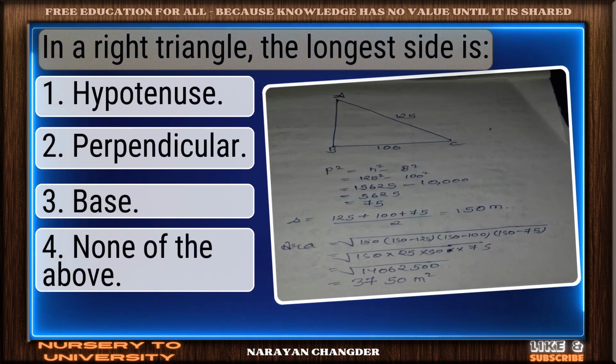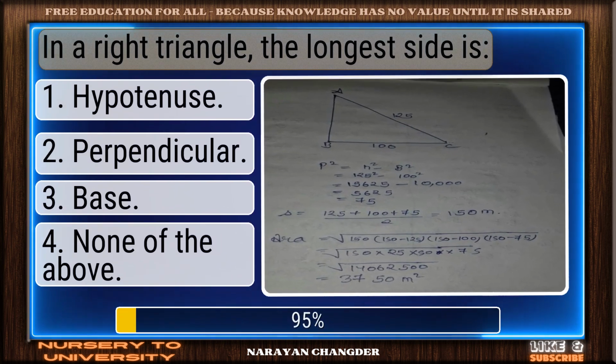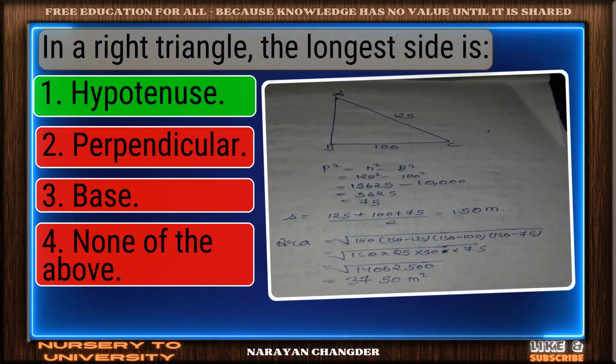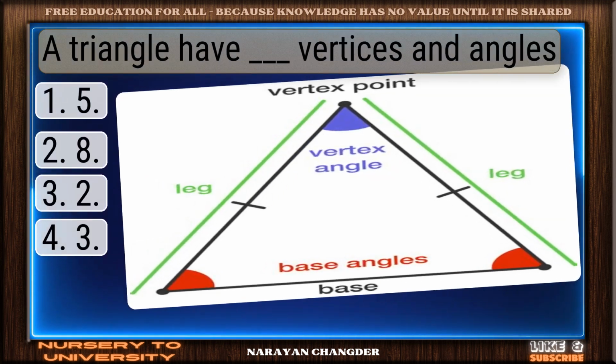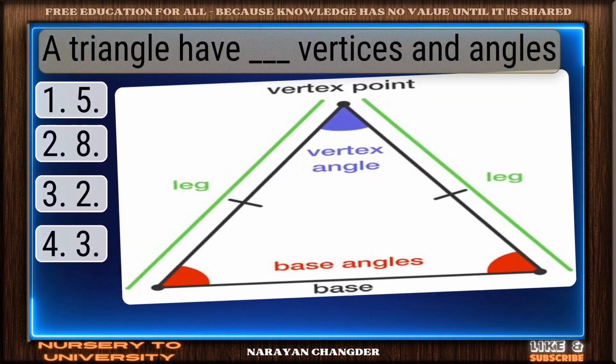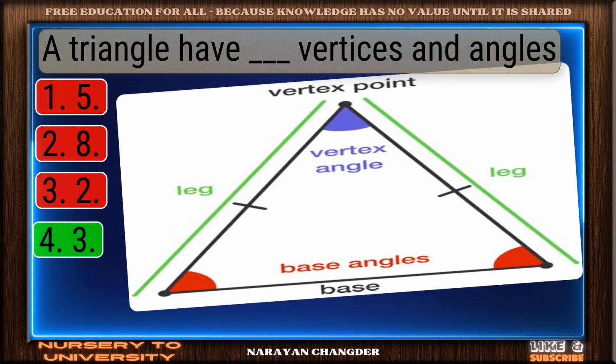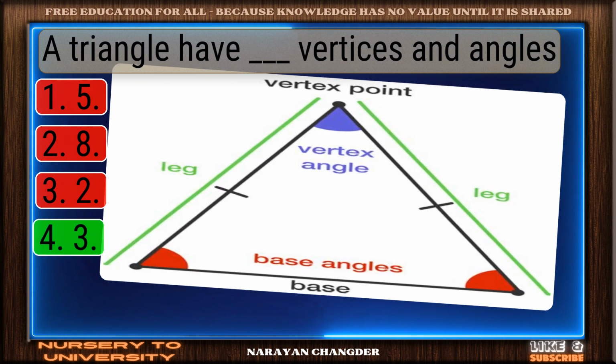Question number 43. In a right triangle, the longest side is? You chose hypotenuse. And it is correct. Question number 44. A triangle has dash vertices and angles. Solid response. 3 is a valid choice.